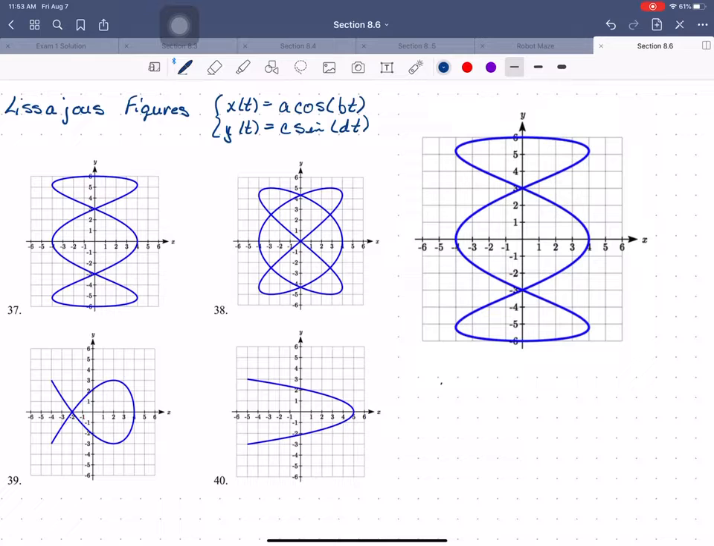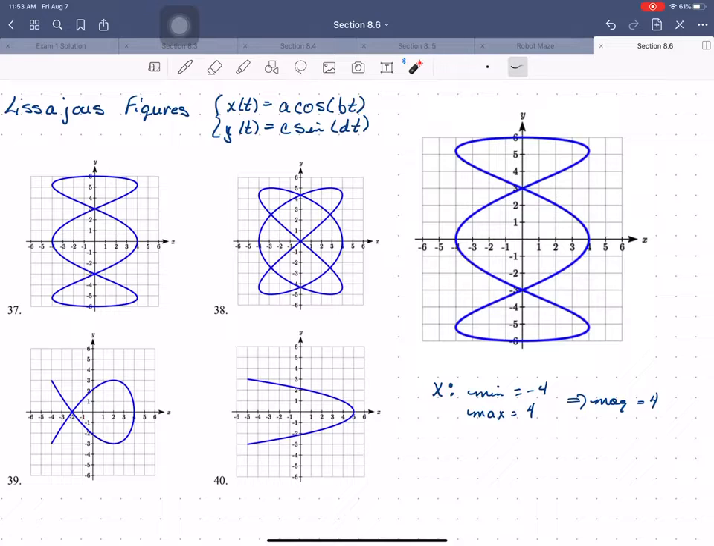So for my x, minimum is -4, max is 4, which means that if I were going to graph this out as a cosine function, we would know that my magnitude is half of that difference, which is 4. So magnitude is my A.